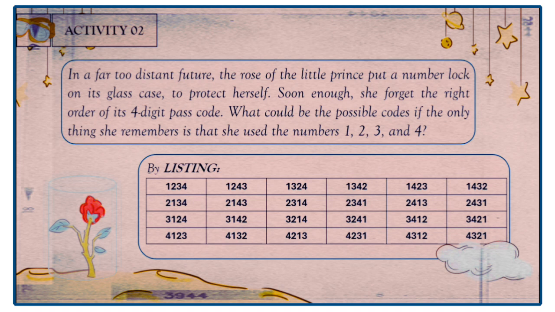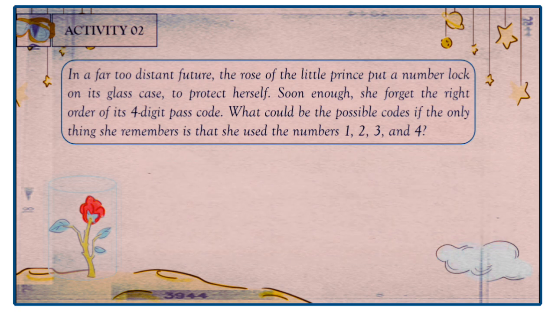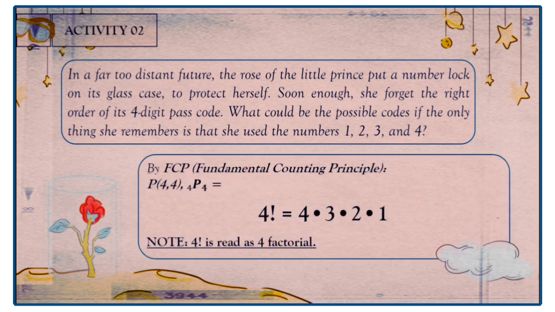And in this case, you can actually make it simple. You can put it in a tree diagram where you start with the number 1, followed by the possible second digits, and so on and so forth. You can try that out. But the easiest way, based on the question itself, to answer it is what we call the fundamental counting principle, where we will apply the factorial notation that we showed earlier in the beginning of this video. So 4 factorial is equal to 4 times 3 times 2 times 1.